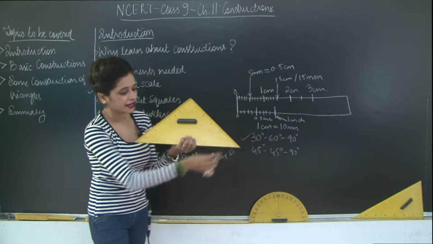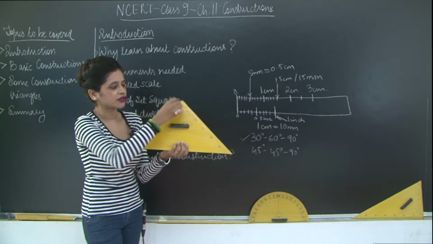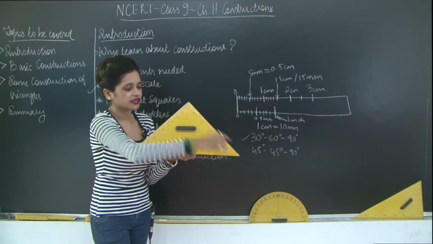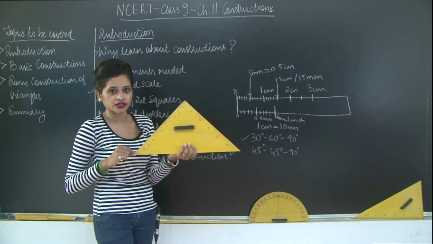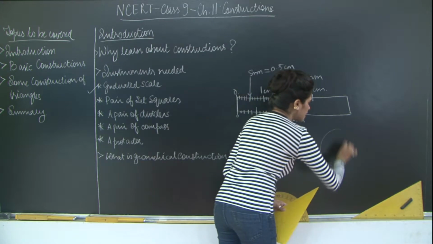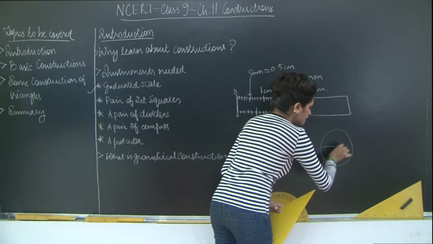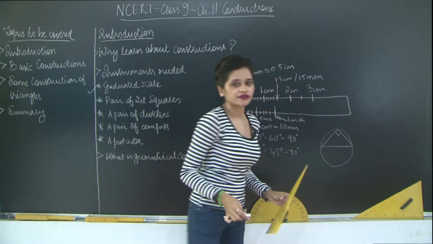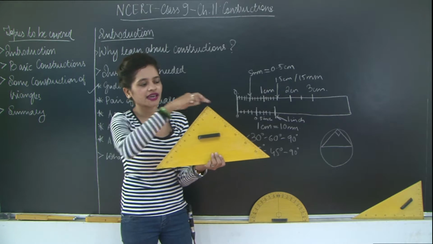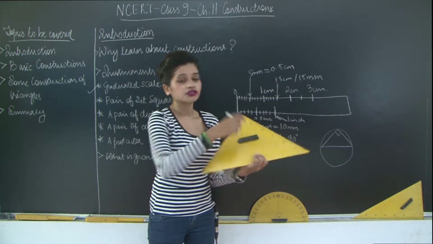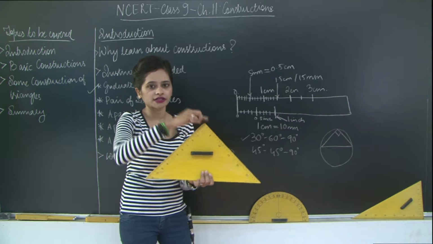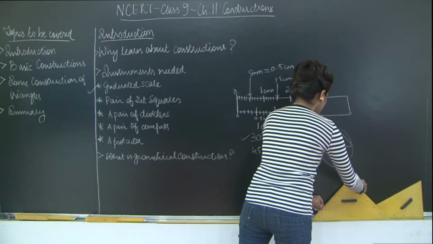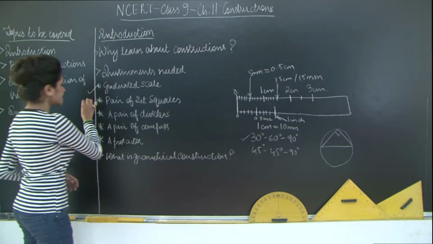You can in fact even say that this is the diameter of a circle because this is 90 degrees. If you draw a circle and this point lies on the circumference of the circle and these 2 points also lie on the circumference of the circle, we learned this in the previous chapter, that if this is the diameter, then the diameter subtends a right angle at the circumference of the circle. So this is the diameter and this is a point on the circumference of the circle and this angle is 90 degrees. So this was about your pair of set squares.